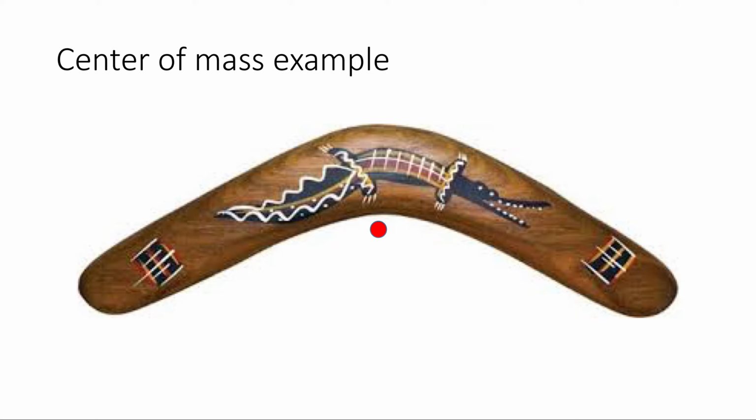The boomerang is symmetric left to right, so the weighted average of the left-hand side is equal to the weighted average of the right-hand side in terms of horizontal position. So the center of mass is located directly under the center of the boomerang. But the boomerang is not symmetric top to bottom. There's essentially more mass weighted down at the bottom than there is at the top, which just consists of the center of the boomerang. And so the vertical position of the center of mass is at the red dot, which is outside the boomerang.